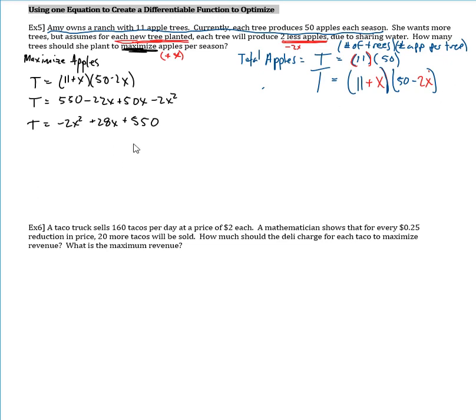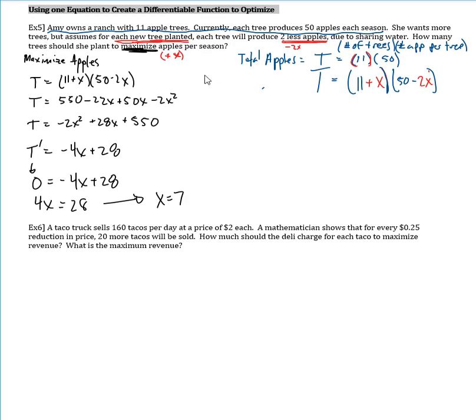Okay, and so if we want to maximize this equation, we would need to take its derivative. So t prime is equal to negative 4x plus 28. And then now that we have the derivative, we set this equal to 0. So we have 0 is equal to negative 4x plus 28. And then, well, I could add the 4x over, so we get 4x is 28. And then it looks like I can solve this and get x is 7.